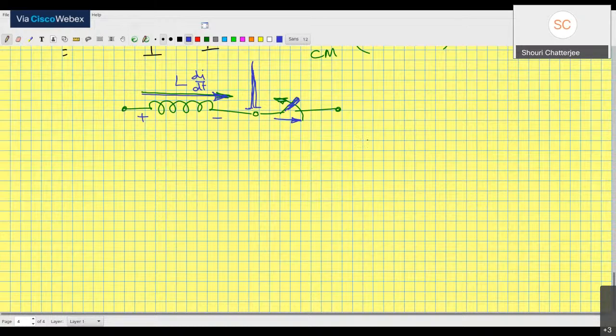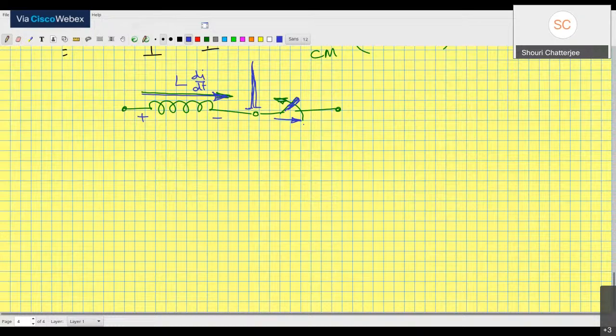And why is this bad? This is bad because after a few throws, the switch is going to degrade. The switch is going to become black and it is going to burn out. So you don't want this to happen. The life of the switch is precious.